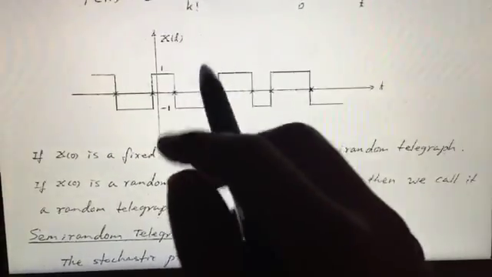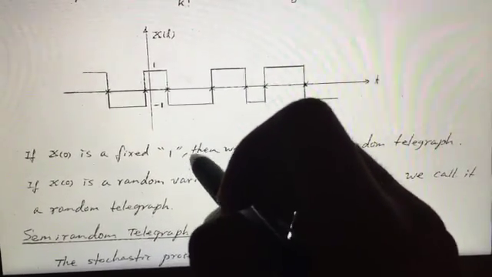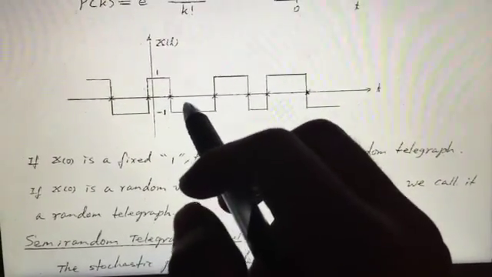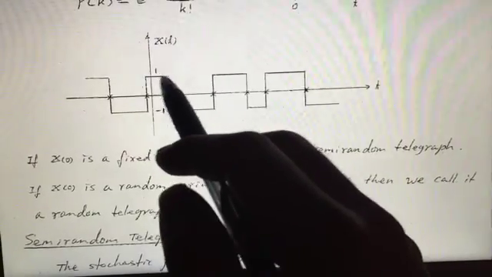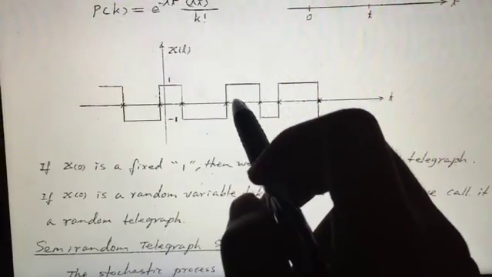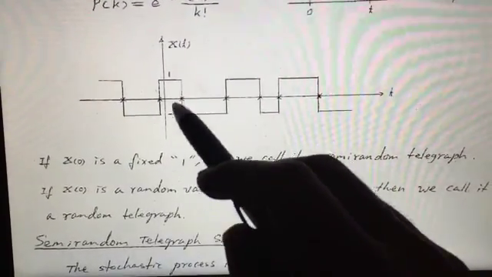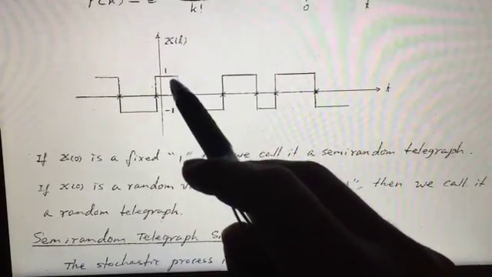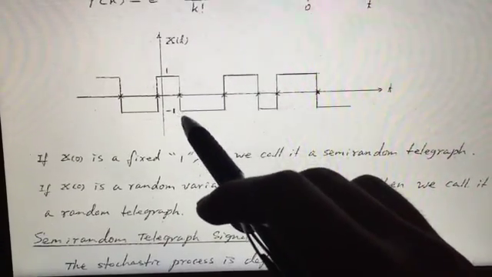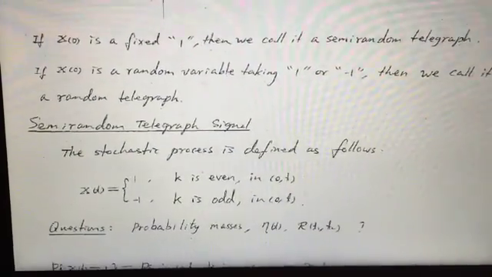Now, to explain the two types: a semi-random telegraph signal has two values, it's either 1 or 0. Whereas a random telegraph signal has two values, 1 or minus 1. The figure that's been given is actually showing a random telegraph signal and not a semi-random one. At x naught it's going to be a fixed 1. We'll say that if x naught comes out to be heads, it's 1, and if it's tails, it's minus 1. So we have these two options, and it's going to create a telegraph signal like this.